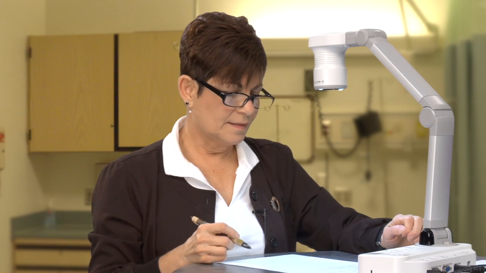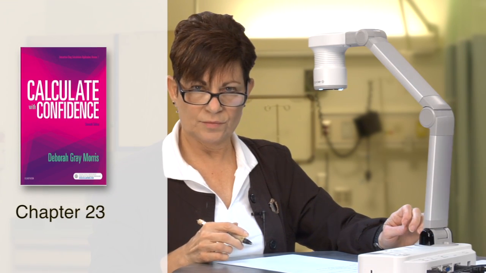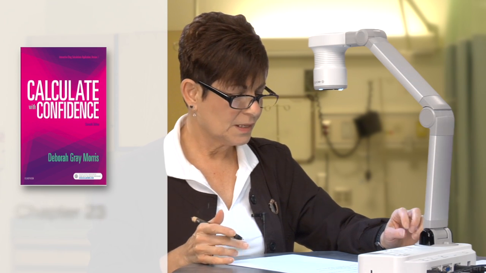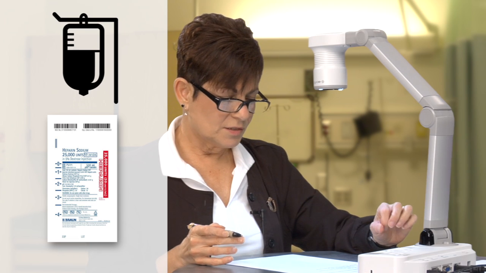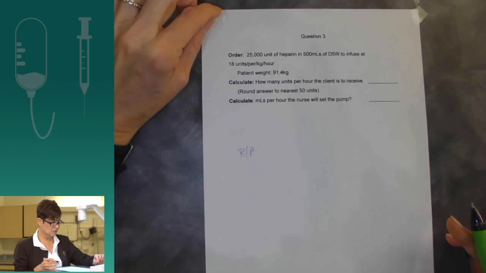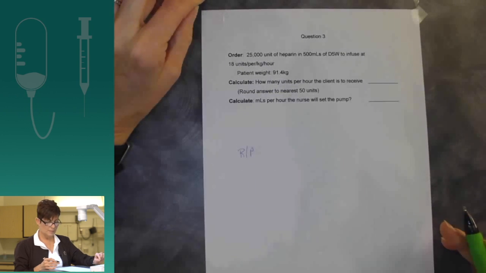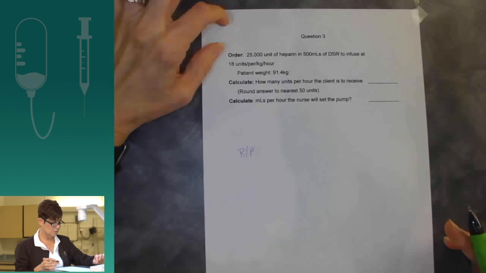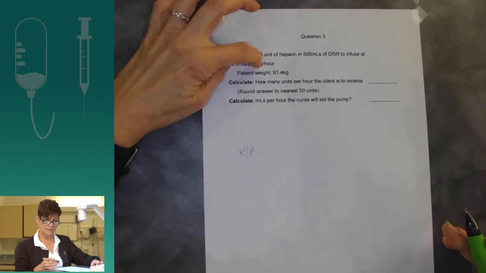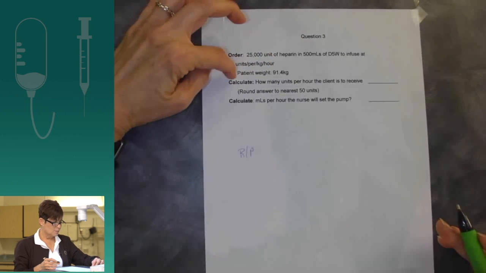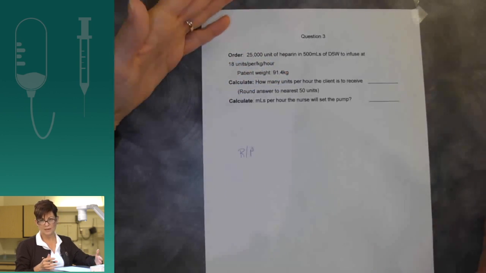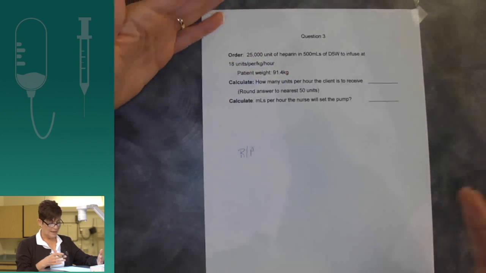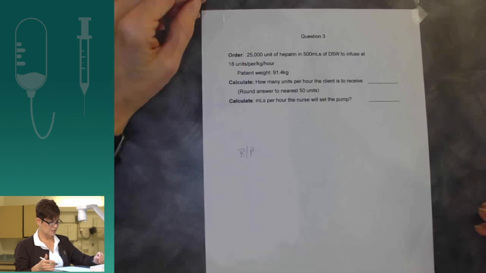In question number 3, this question can be found in chapter 23 of your Calculate with Confidence book. This question is a heparin drip question. So what we need to look at first is our order. We have 25,000 units of heparin and 500 mLs of D5W to infuse at 18 units per kilogram per hour. The patient's weight is 91.4 kilograms, so we do not have to convert the pounds to kilograms because it's already done for us here.